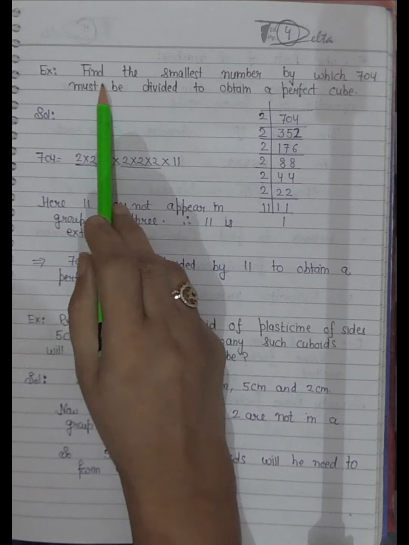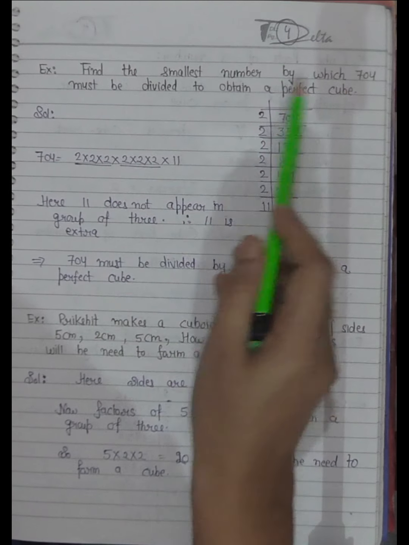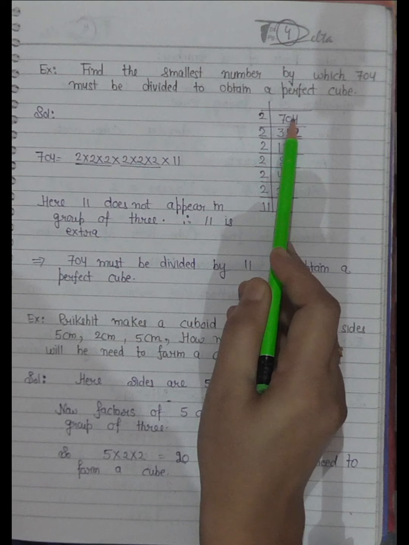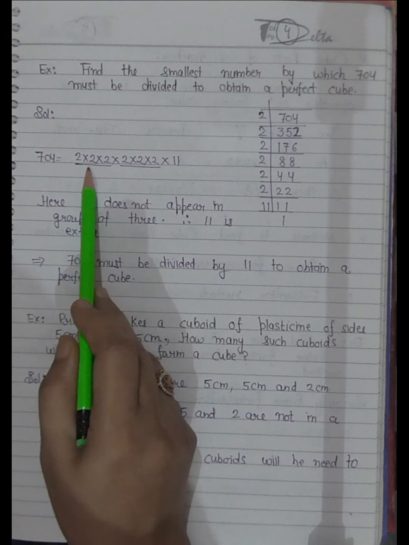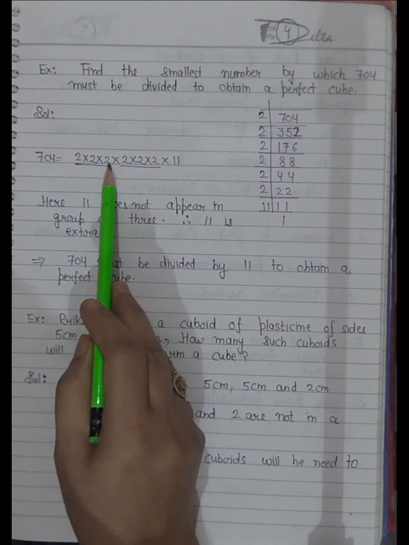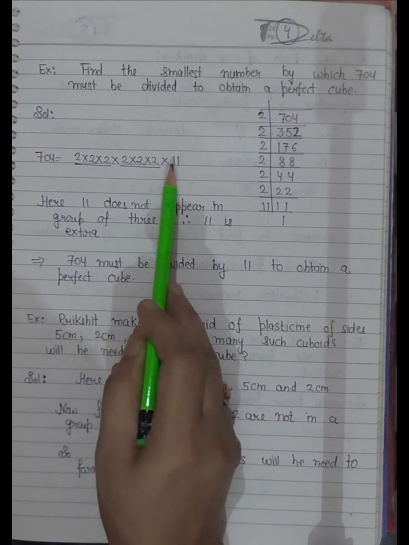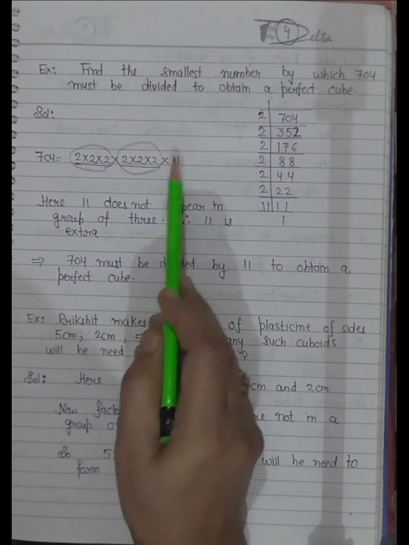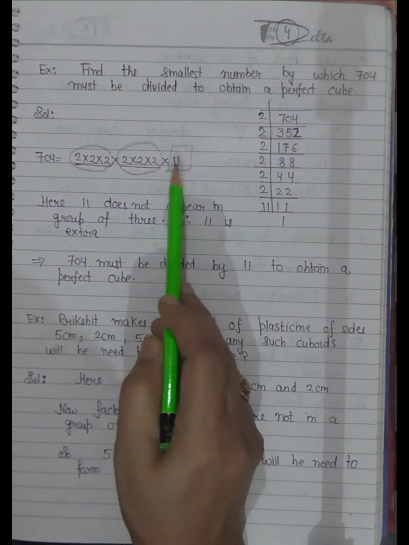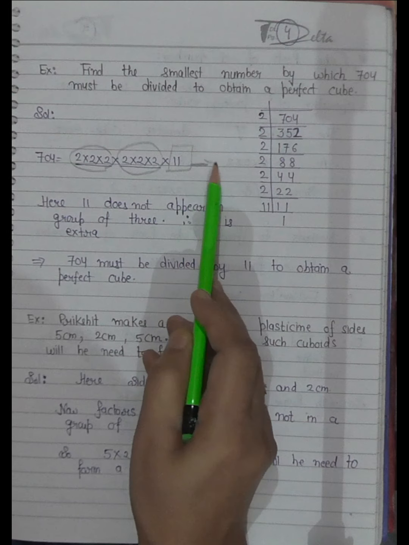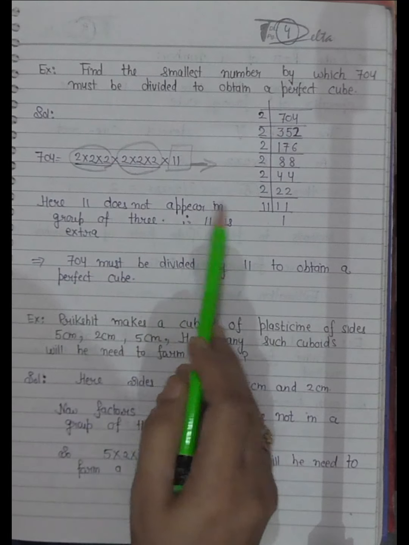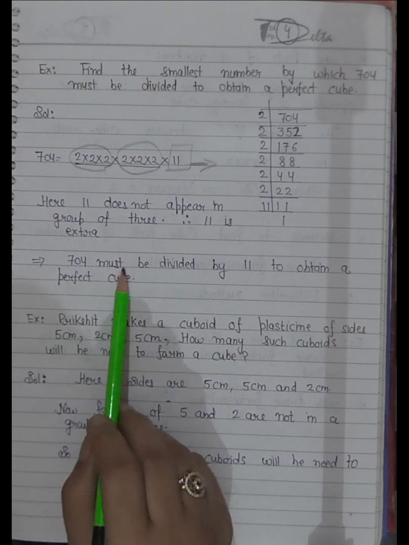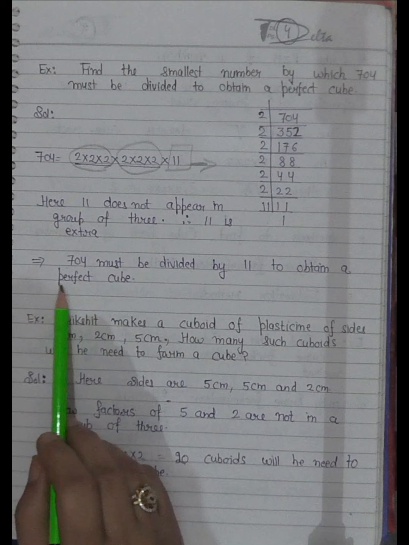Next example. Find the smallest number by which 704 must be divided to obtain a perfect cube. Same, 704 is prime factorized here, and that is equal to 2 multiply 2 multiply 2 multiply 2 multiply 2 multiply 2 multiply 11. This is a group of 3. Again this is a group of 3. 11 is alone. It is not in a group of 3, and this is extra. So 704 must be divided by 11 to obtain a perfect cube.